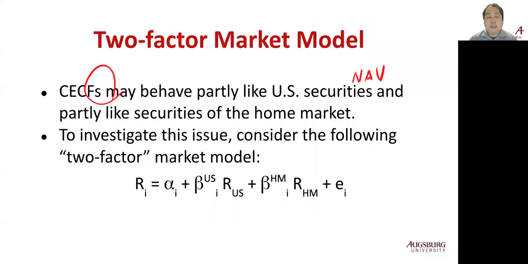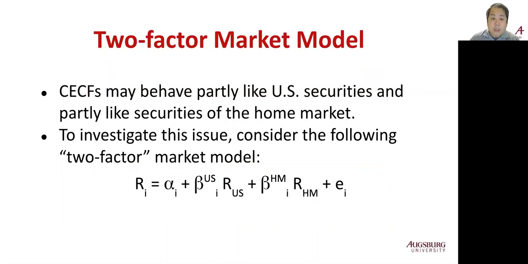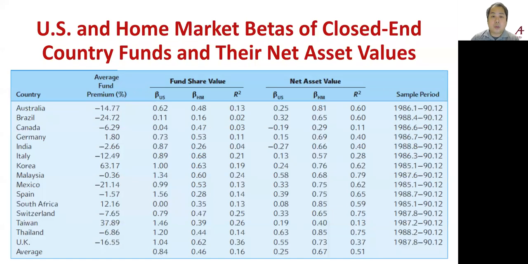So these closed-end country funds may behave partly like US securities and partly like securities of the home country, right? To investigate this issue, consider the following two-factor market model. You can get the beta of the US and the beta of the home country and run a regression. The table in the previous slide also showed this result: the beta of the US, the beta of the home country, and R square.